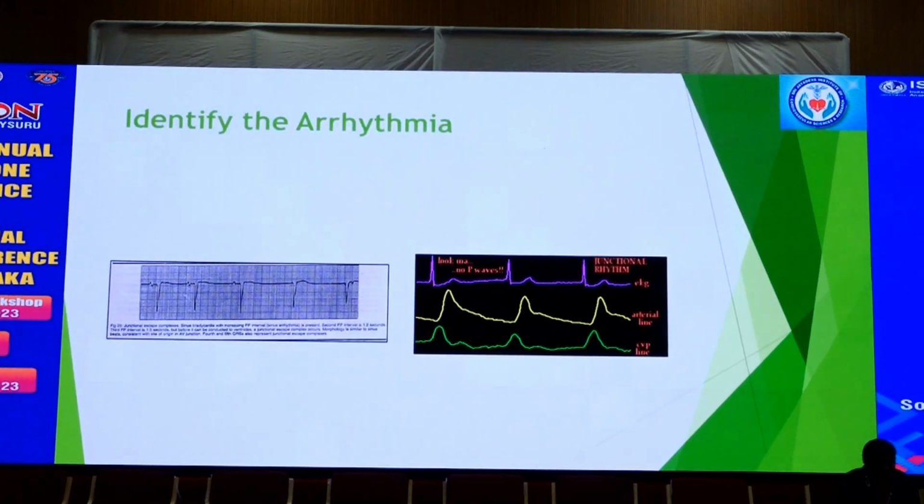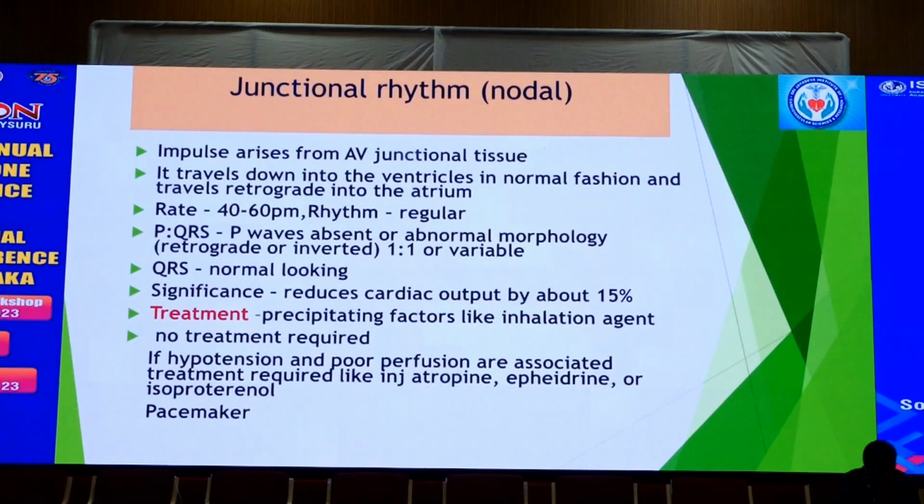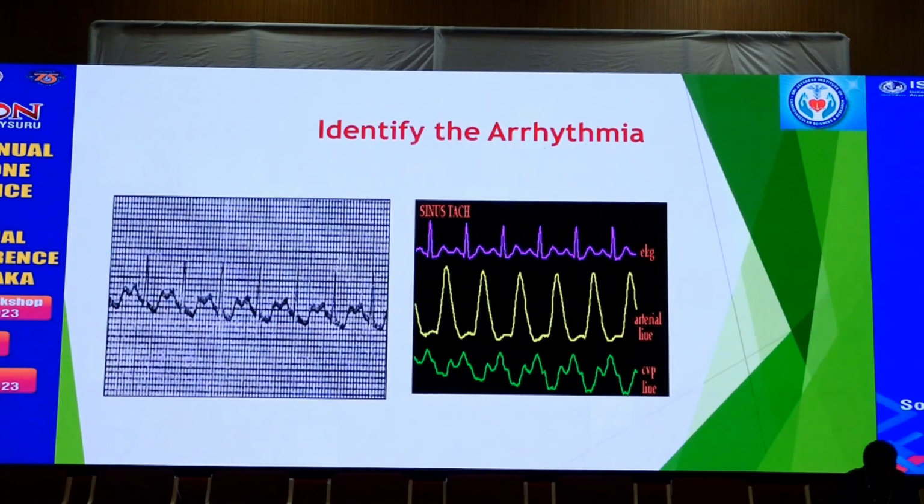Coming to this, it is the most common arrhythmia you see during general anesthesia. It's a junctional rhythm, with absent P waves. P can have altered morphology also. This is the most common arrhythmia you encounter during your practice. Here it is a normal-looking P wave, a normal-looking QRS, and the rate is more. This is sinus tachycardia.